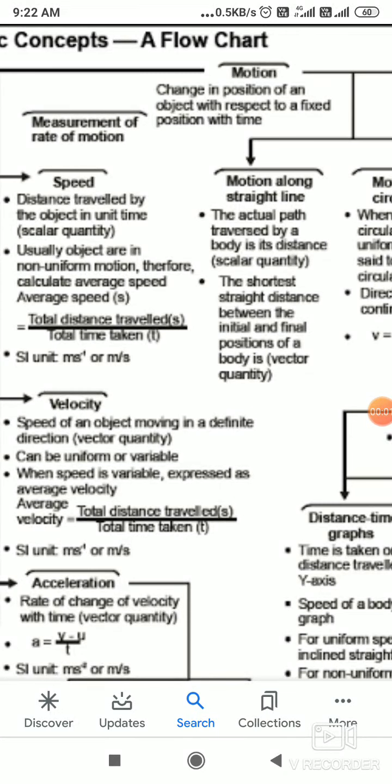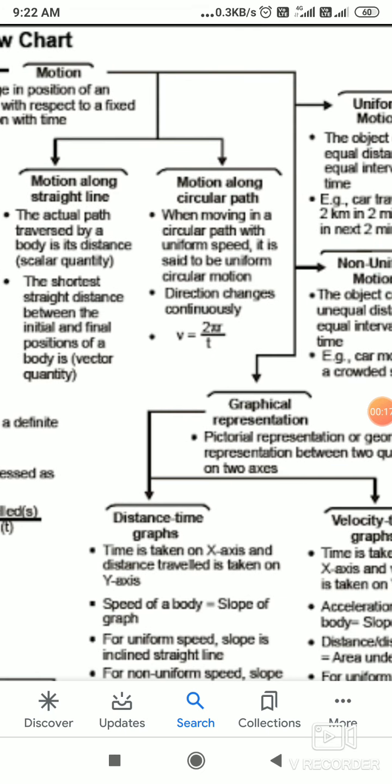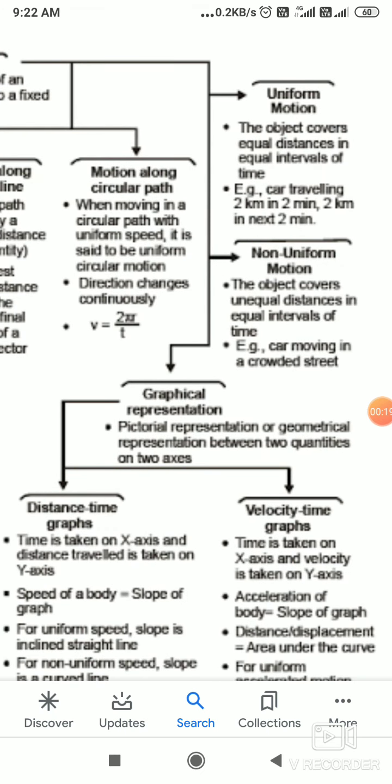Okay, today our chapter is motion. As we can see, motion is the change in position of an object with respect to a fixed position with time. This is normally called motion. Normally, motion is of two types: uniform motion and non-uniform motion.